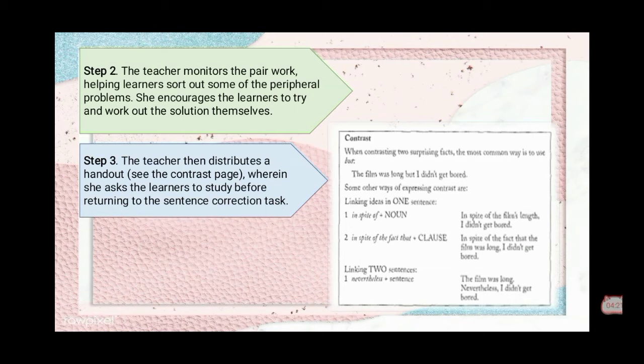Some other ways of expressing contrast are using linking ideas in one sentence. For example, we use the words in spite of plus the noun. So we have, in spite of the film's length, I didn't get bored. Linking ideas number 2, we add the words in spite of the fact that plus the clause. So we have, in spite of the fact that the film was long, I didn't get bored.